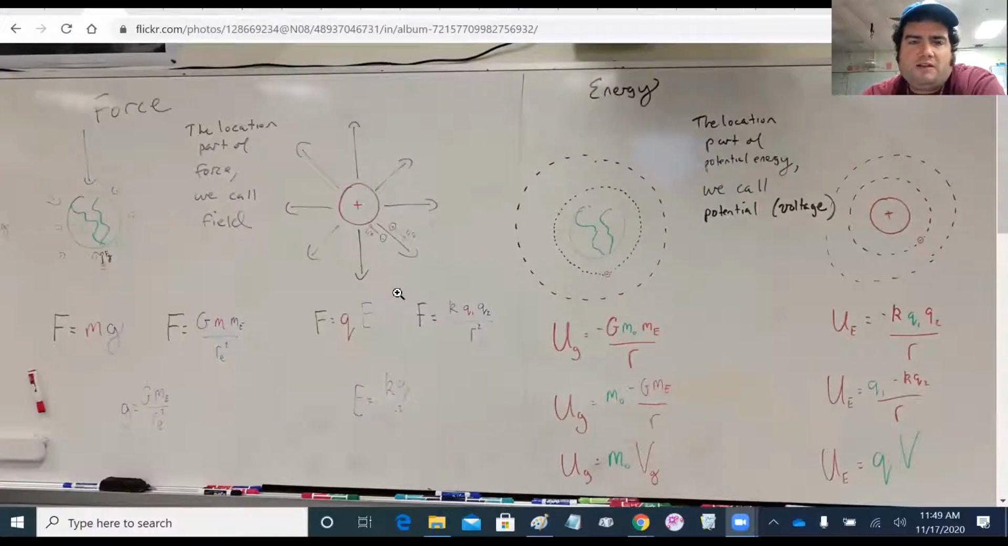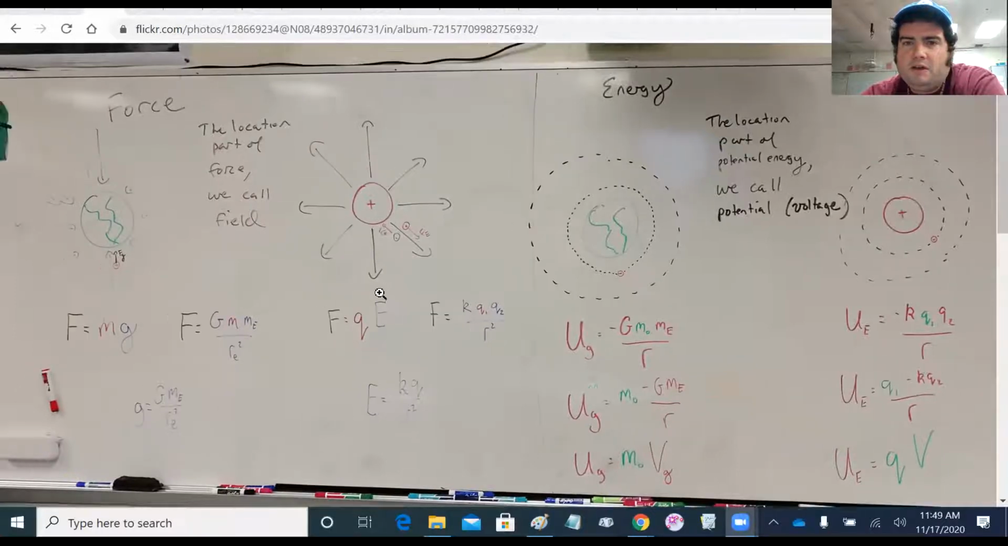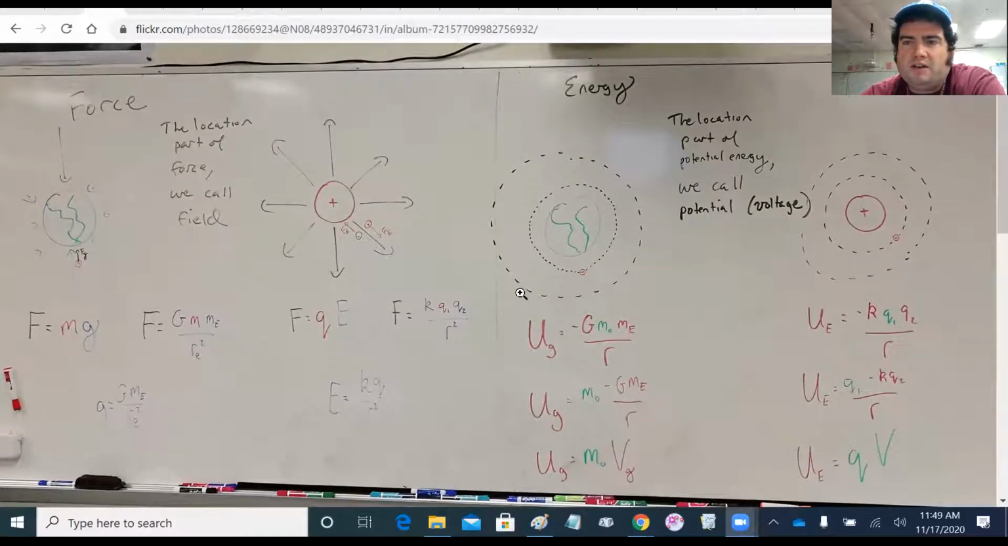So in the electrostatics unit, we're going to be concerned with the same big ideas we've been concerned with throughout physics. What forces do objects experience? And how is work done against those forces as objects are moved to different locations? In general, we have a concept called field, which is related to force.